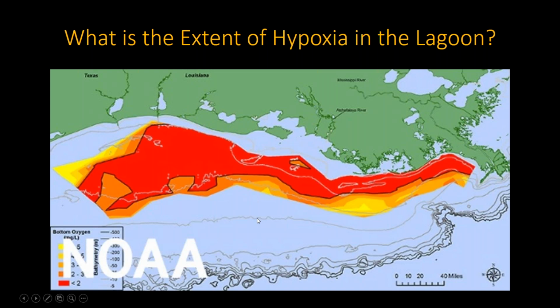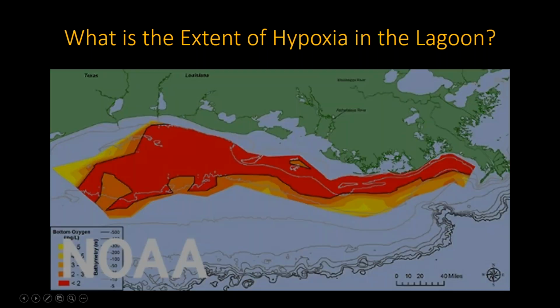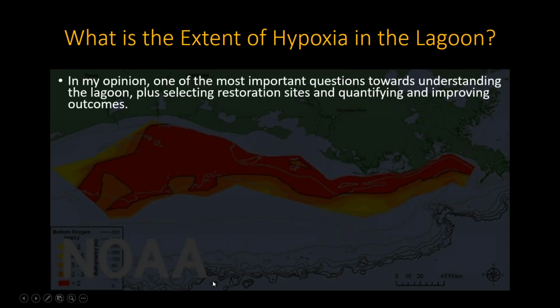So in the lagoon, because it doesn't last as long, because it's more transient, we need to rely on things like these sensors and a really high resolution network of these sensors to be able to address those questions. And so in my opinion, understanding this question, what is the extent, is one of the most important questions towards understanding the system, plus selecting restoration sites and quantifying and improving outcomes associated with those questions.